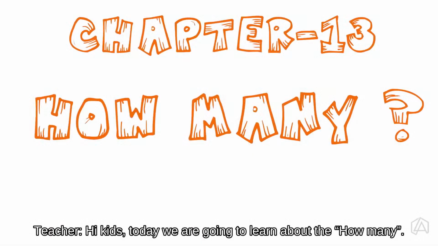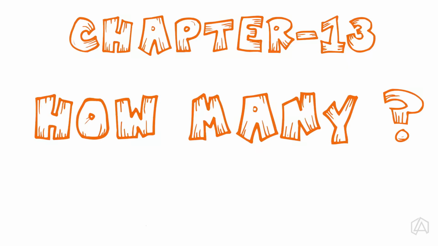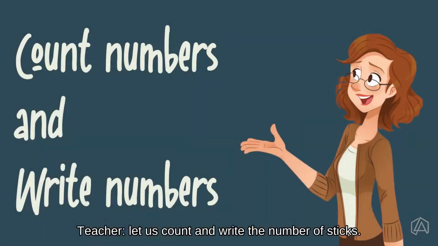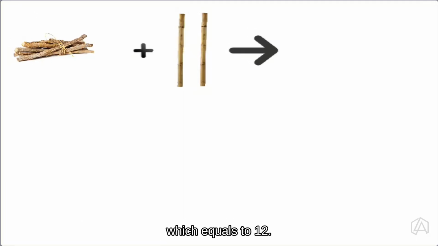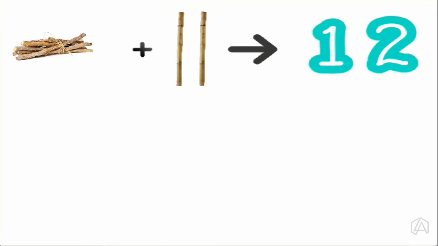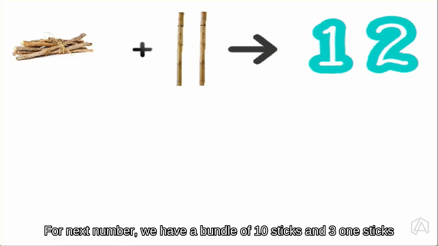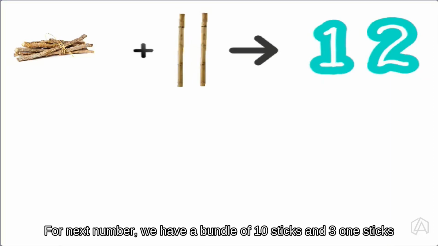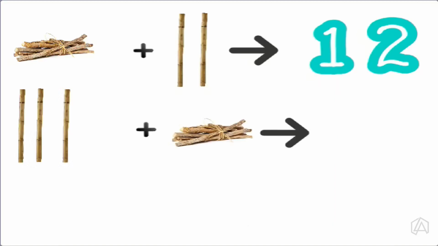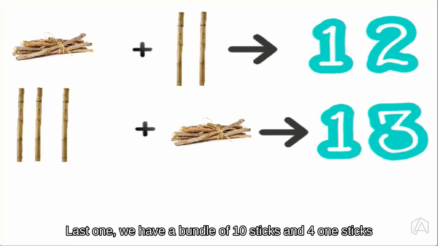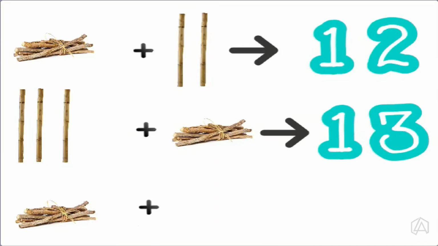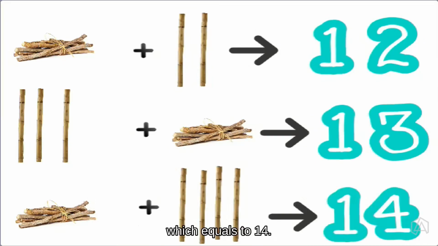Kids, today we are going to learn about how many. Let us count and write the number of sticks. First one, we have a bundle of 10 sticks and 2 1 sticks, which equals 12. For the next number, we have a bundle of 10 sticks and 3 1 sticks, which equals 13. Last one, we have a bundle of 10 sticks and 4 1 sticks, which equals 14.